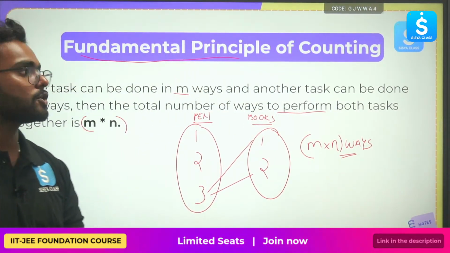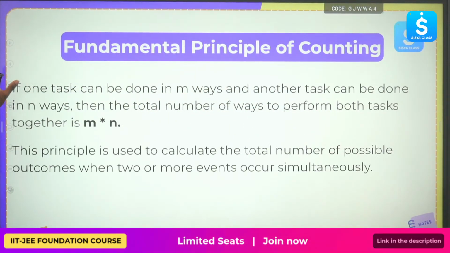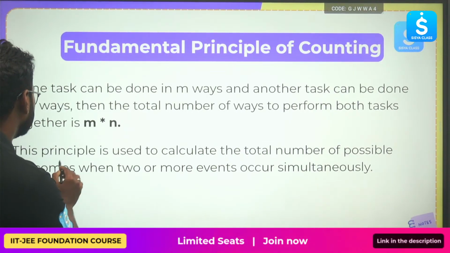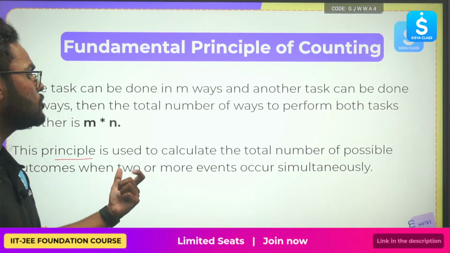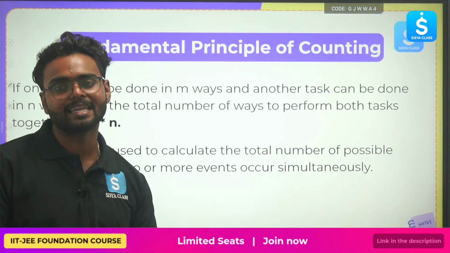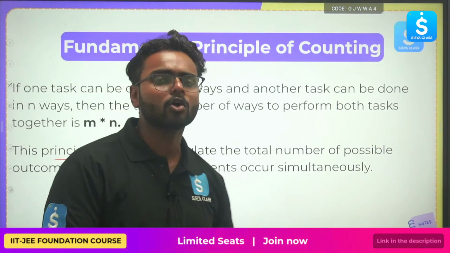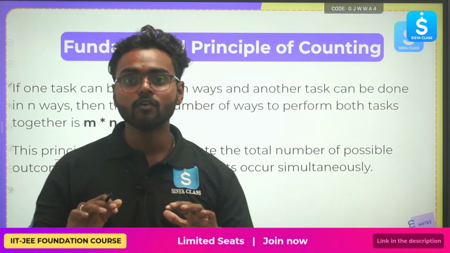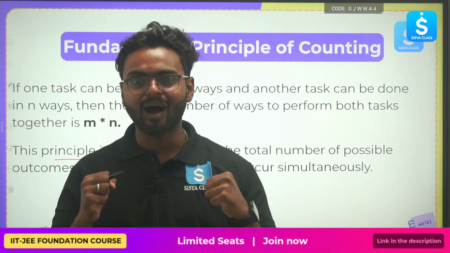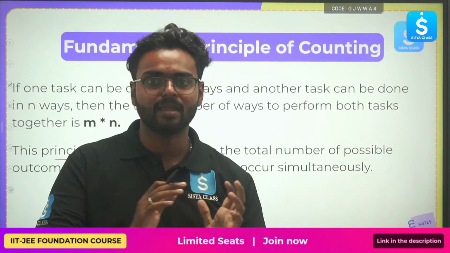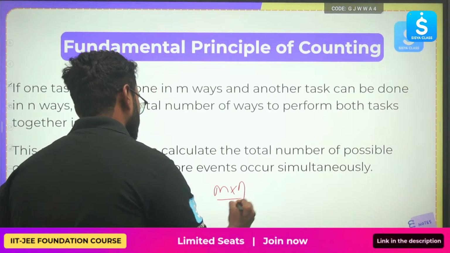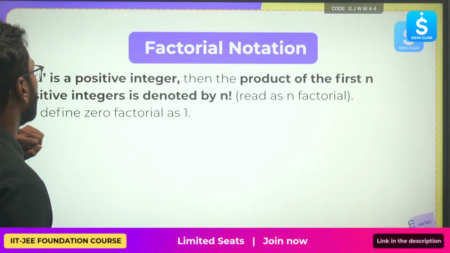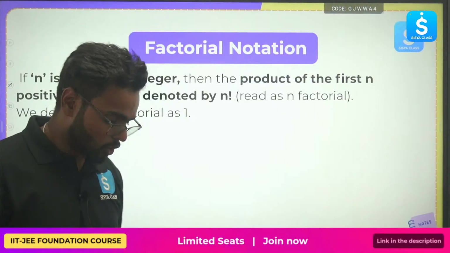Now coming to permutations. This principle is also used to calculate the number of possible outcomes when 2 or more events occur simultaneously. If you have 2 or more events happening at the same time and you want to know in how many total ways they can happen, you can use this formula, m into n.